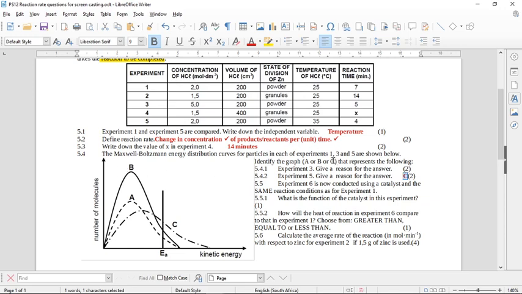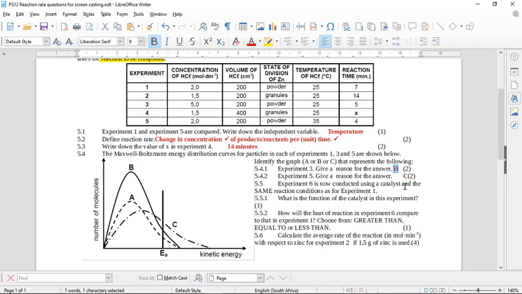So they've given us the choice of 1, 3, and 5. Now 3 is the one with a very high concentration of hydrochloric acid. So this has got to be B as far as I'm concerned, because it's got a massively high peak showing you that we've got a lot of particles.